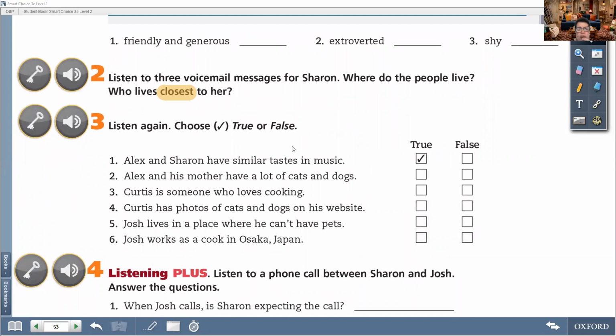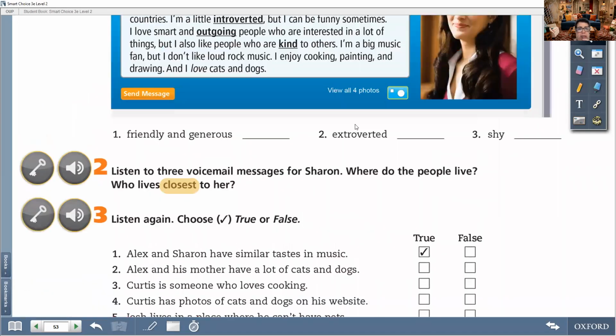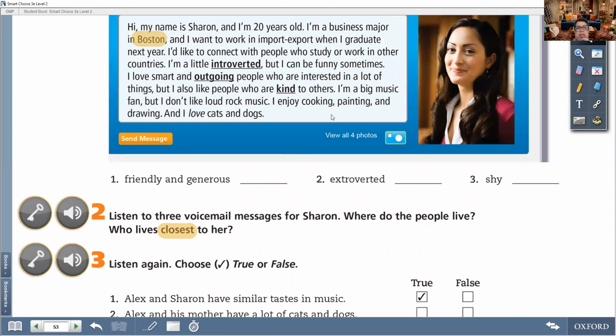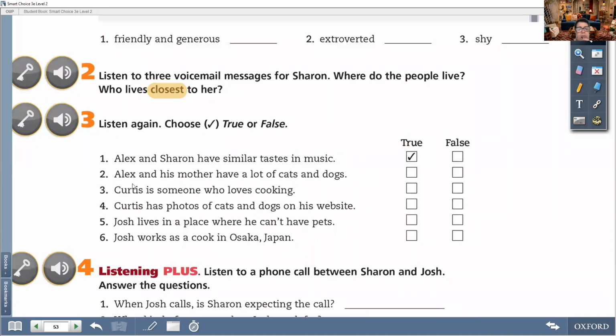Now let's do the third one. True or false. Okay, let's say Alex and Sharon have similar tastes in music. Is that true? Yes, of course. They both like the same kind of music, right? So he likes jazz. He doesn't like rock music. So, exactly. Now, number two, Alex and his mother have a lot of cats and dogs. Is it true or false?